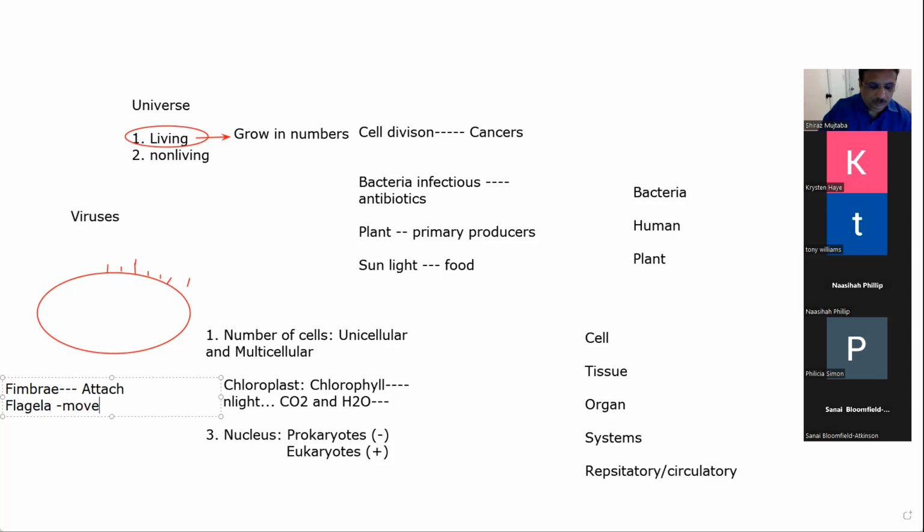Second is fimbriae. There is a third type of structure which is present in bacteria. That is also a hair-like structure.